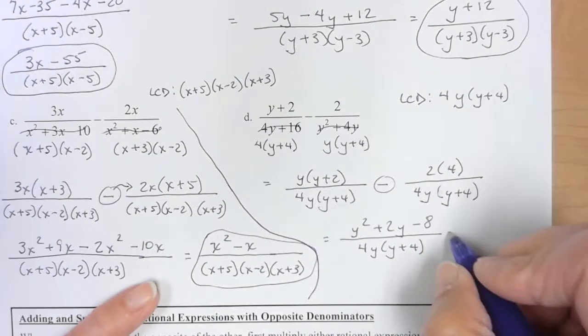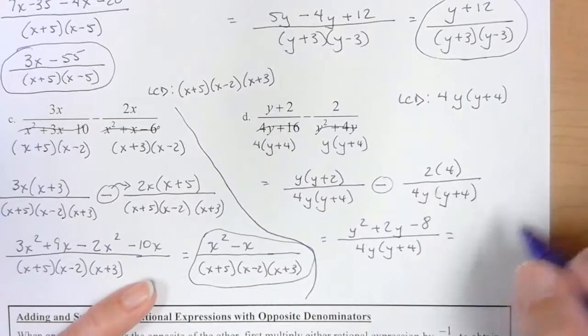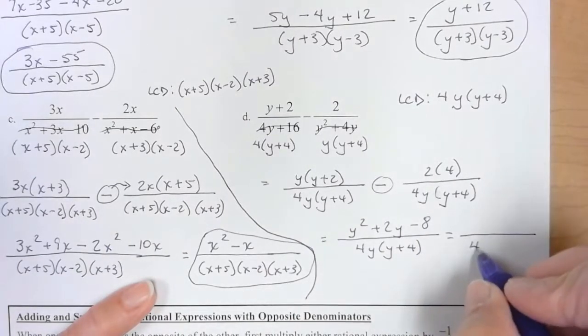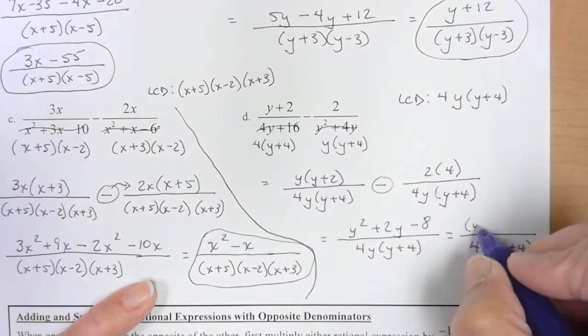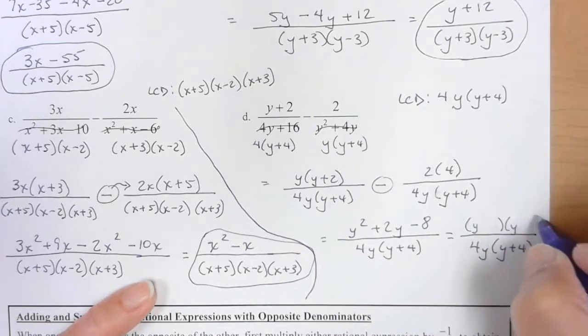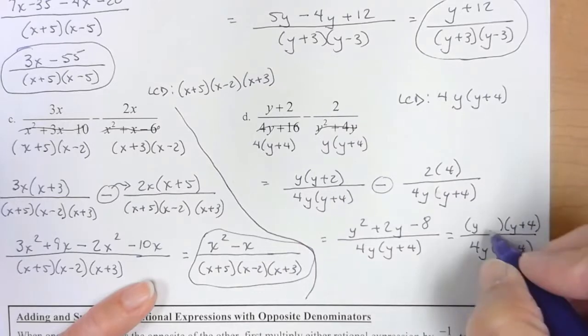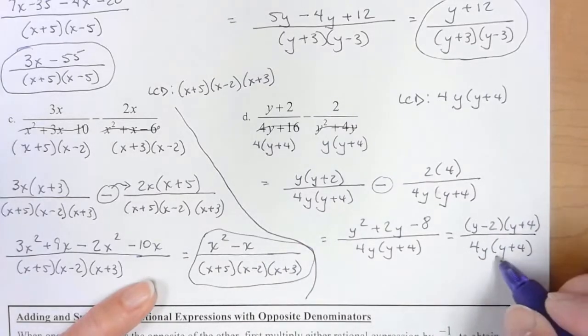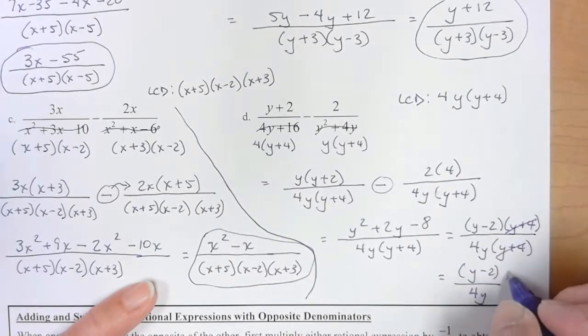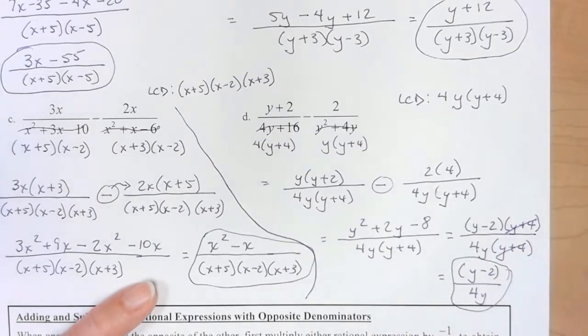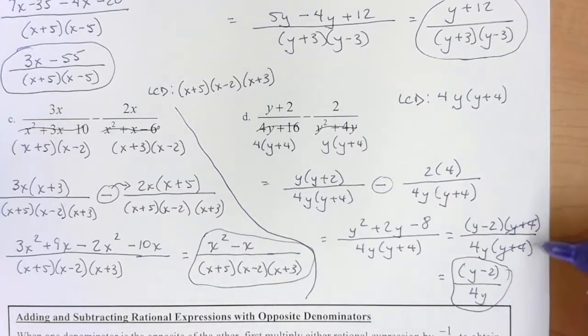But I do believe this one does factor again. Go factor your numerator and see if you come up with what I do. Notice those are the same factors. So I have got y minus 2 over 4y. And that would be my answer. Majority of times these do not reduce, but every once in a while they do.